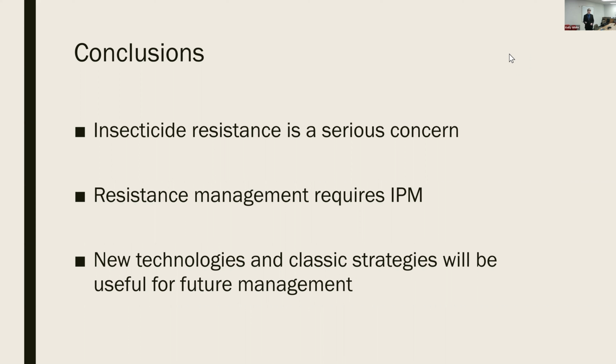Utilizing integrated control helps to reduce selection pressure for insecticidal products and sustain the effective life of those products. And I do believe that a combination of utilizing new technologies as they develop and looking back to the past at some of the classic strategies that have been effective for insect management will be a very important part of being able to sustainably manage insects in the future.